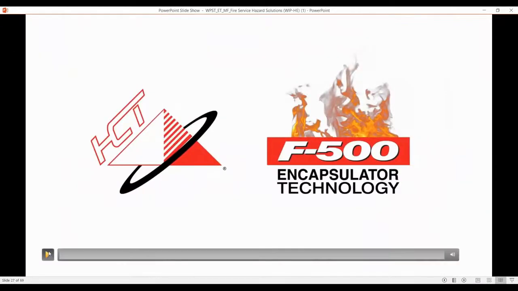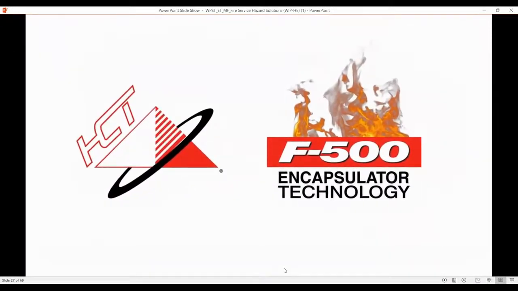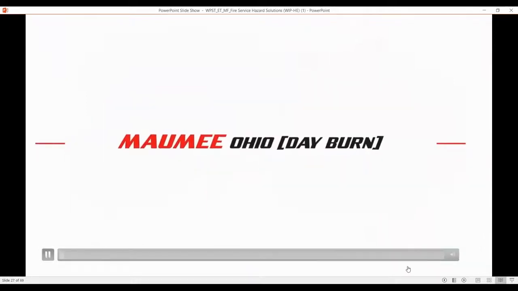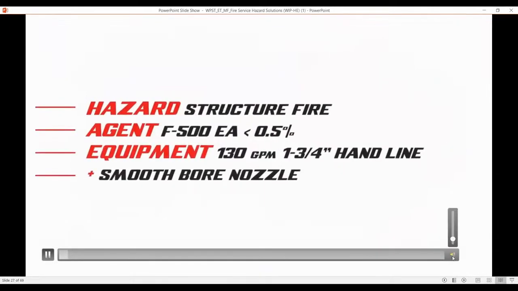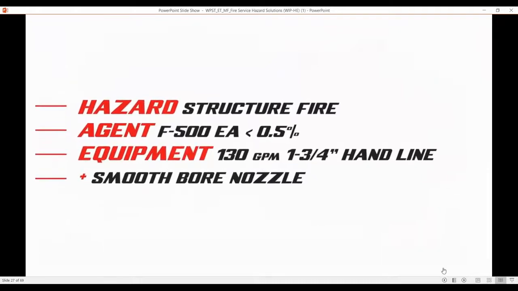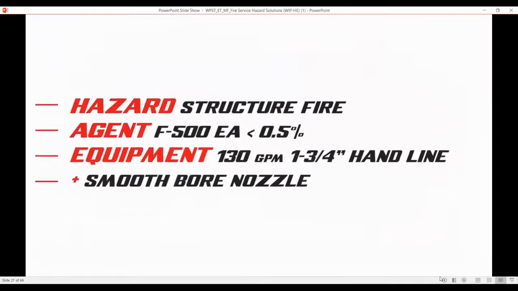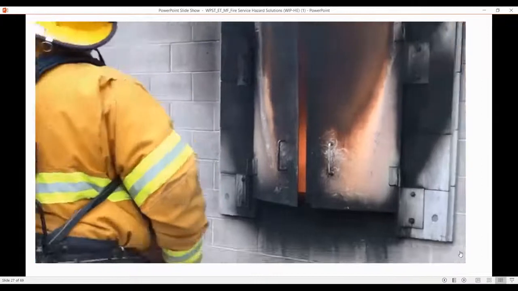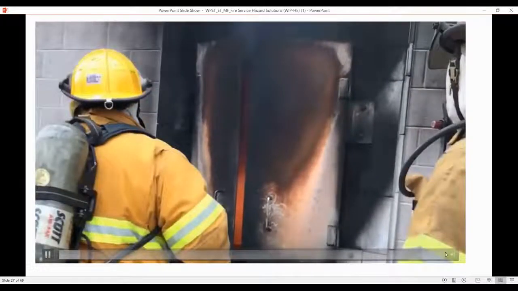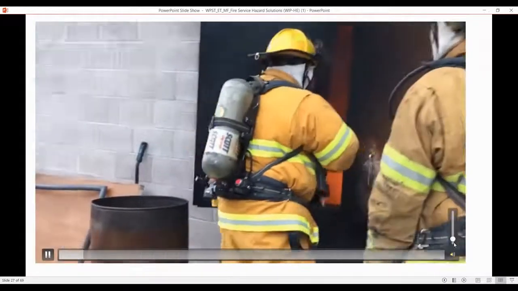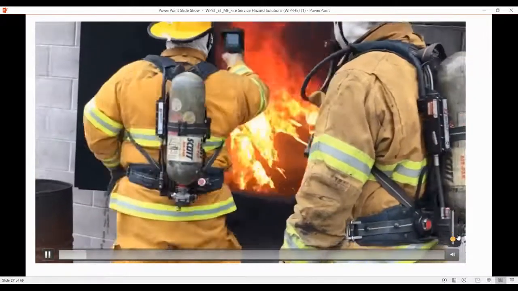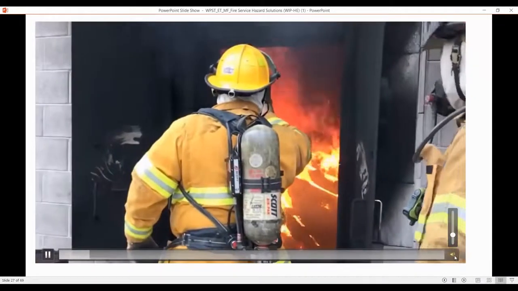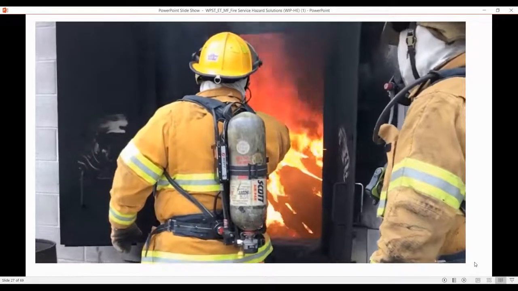So this is some testing that was done up in Maumee, Ohio, just outside of Cleveland. We were actually doing burns in their burn building using F500 at a half. All right, so let's open it up and check this out. With both a smoothbore nozzle and then later in the evening with a combination nozzle.